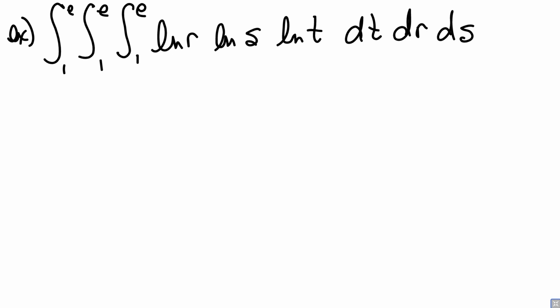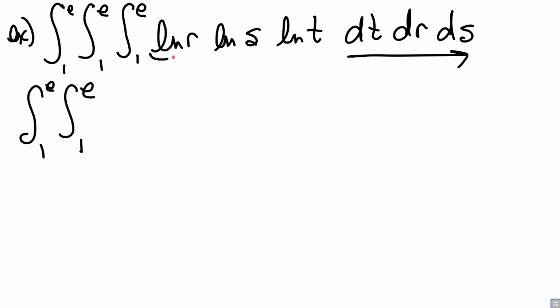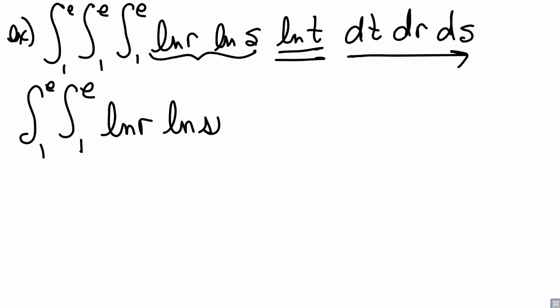Okay, so what we're going to have here is, again, we want to evaluate the triple integral. So we're going to start from t and then work our way to s. The first time, if we integrate with respect to t, we're going to have the integral from 1 to e, integral from 1 to e. Now, these two terms are constants, so we just bring those along. Okay, so what's going to be the antiderivative of the natural log of t?